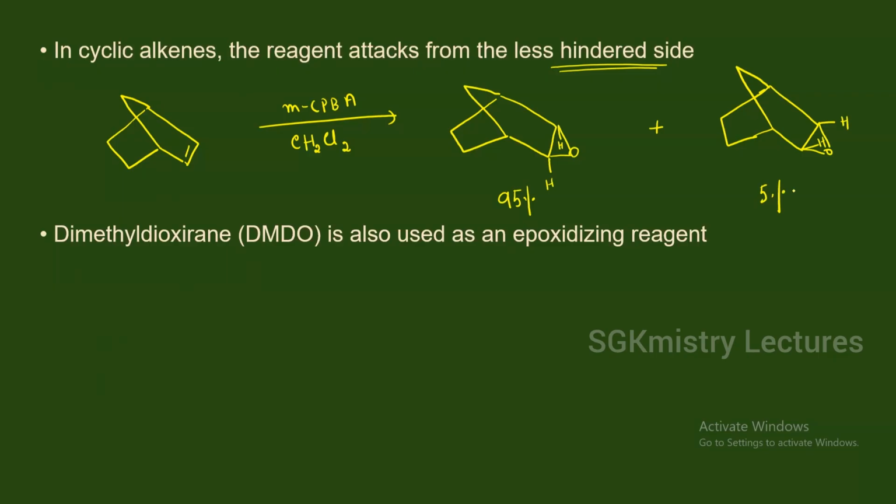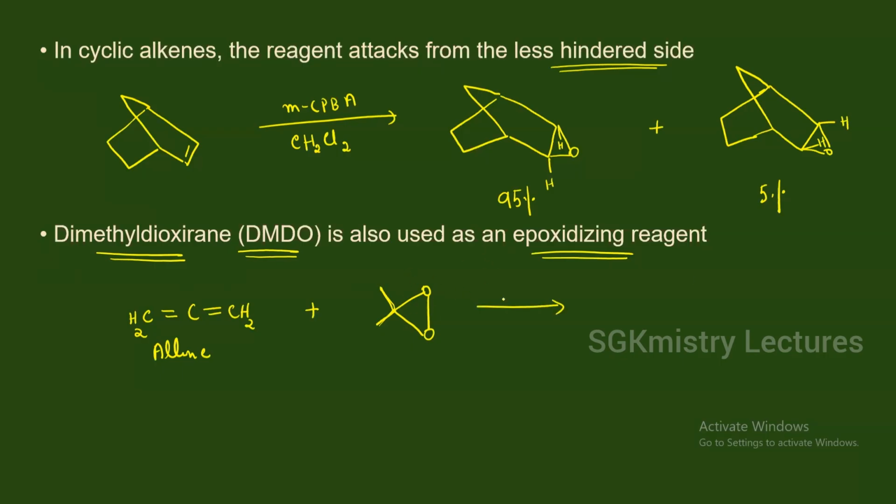Next, coming on to dimethyl dioxirane. This is another reagent which is used as an epoxidizing reagent. Let us take an example of a reaction. CH2, so here we have this type of compound. This is called an allene. So dimethyl, two methyl groups are there, dioxirane.